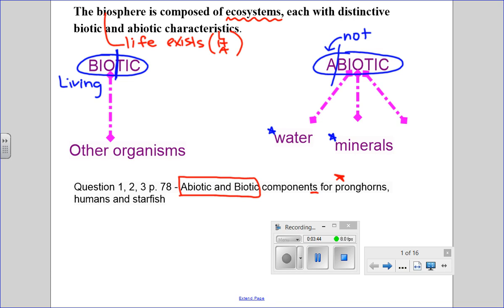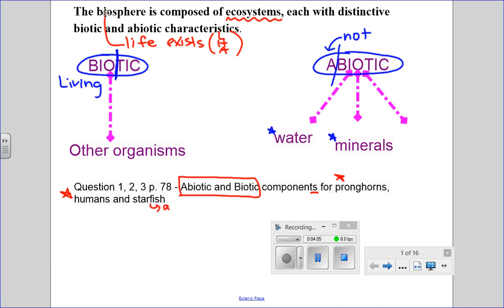So we're thinking, what could affect the possibility that a pronghorn survives? If you look, they look like deer, they're like little antelope type creatures. We're asking what could affect their survival. Humans is the next one. Now, you are all one of those, so that should be fairly familiar.